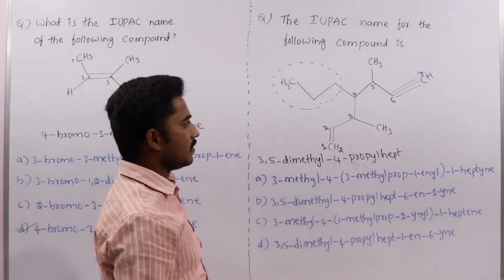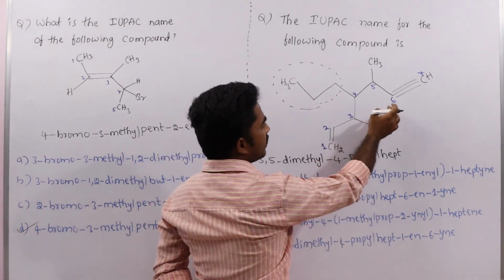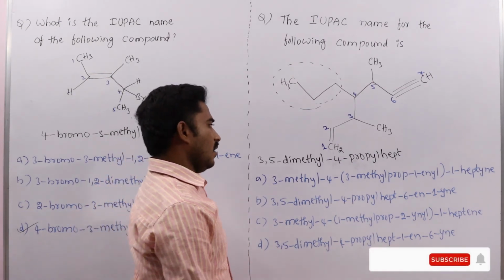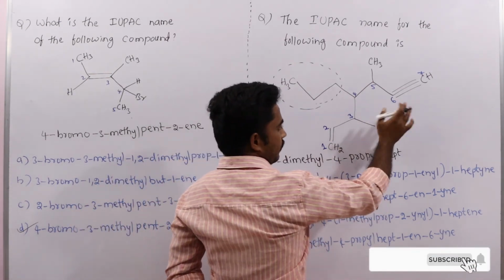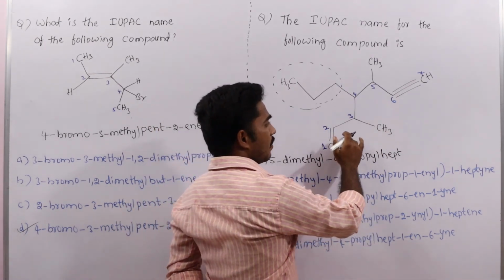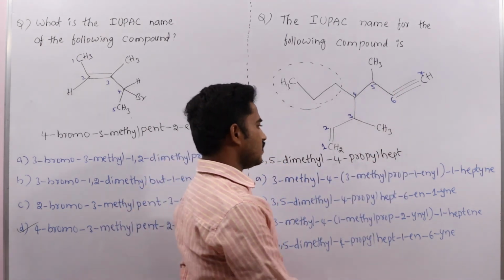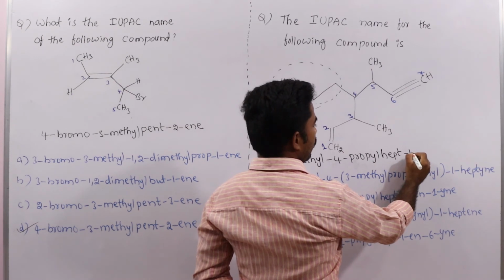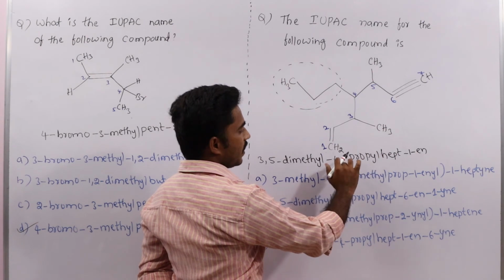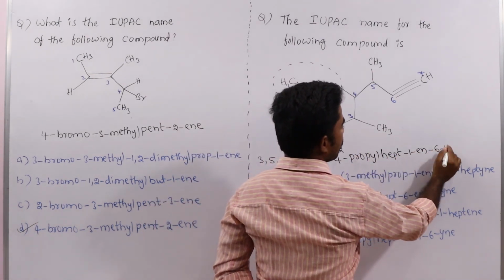Then write the primary suffix here. At first position double bond, and at sixth position triple bond is there. When double bond and triple bond are both present, even though double bond is first priority, while writing we have to follow alphabetical order. So that's why hept-1-en, double bond at first position, and 6-yne.